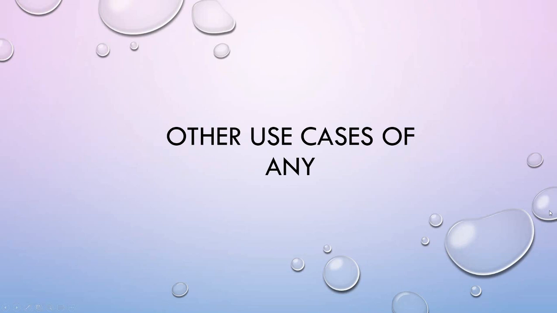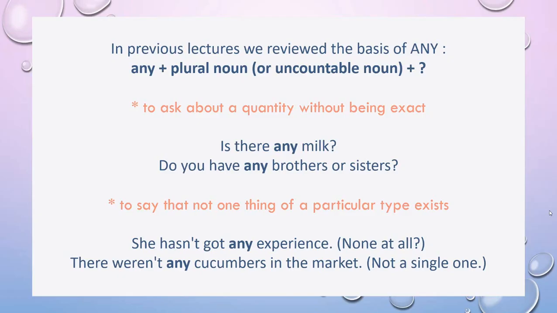In the previous three lectures I shared with you information about the word "any", but there is some more information about it. This is the advanced information, and I would like to share it with you. So, the word "any" plus a plural noun or an uncountable noun, and the question mark after that. We use it to ask about a quantity without being exact.